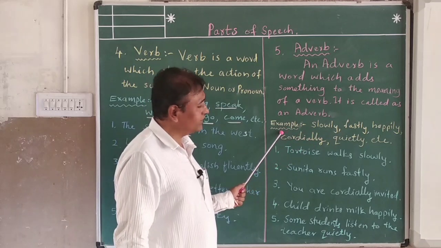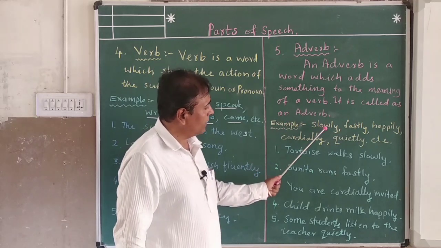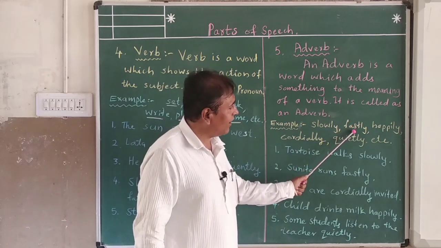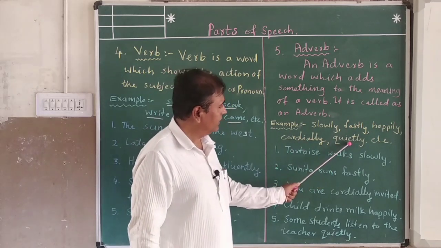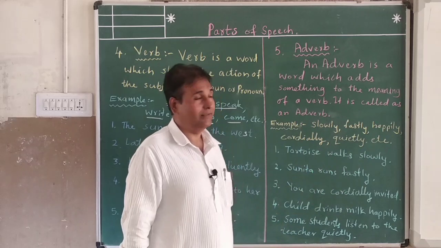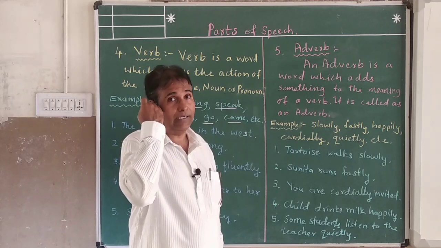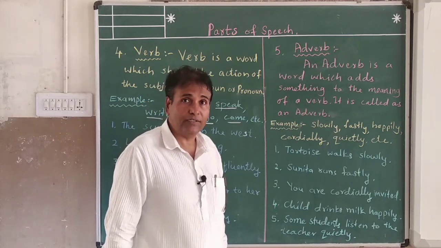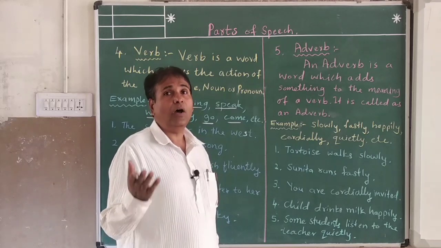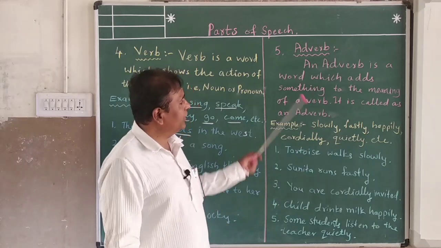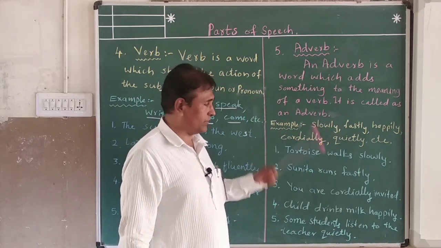So, some examples have been given here about the adverb. See the example: slowly, fastly, happily, cordially, quietly, etc. These are the words, but many more words are there about the adverbs. You can see and collect them, and you can practice yourself, or with the help of the teachers. Here action words are added. These are the adverbs.